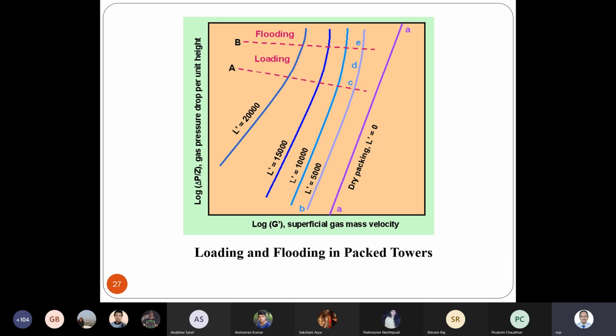Liquid dispersed type, gas liquid, mass transfer.